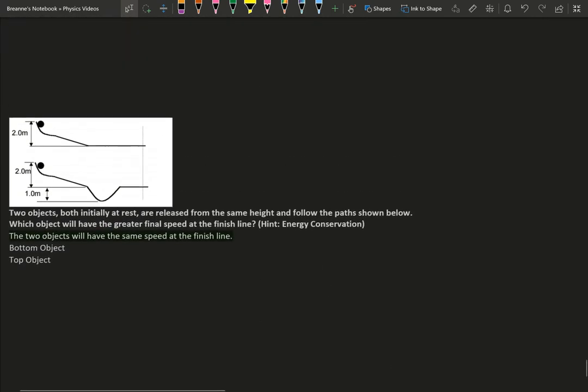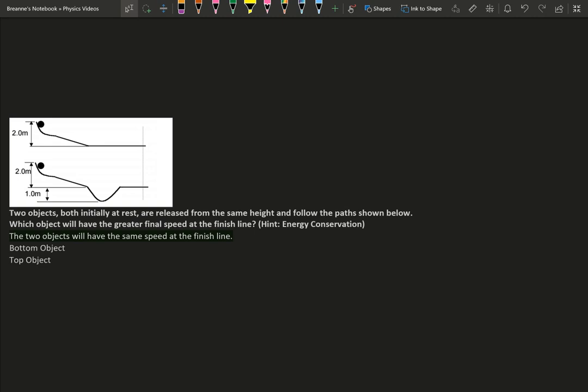So our last question. This is our last question. And so we have two objects, both initially at rest, released from the same height and following the paths shown below. Which object will have the greater final speed at the finish line? Hint, conservation of energy. We kind of did an example of this when we talked about motion in the slides. So there's an example of this.